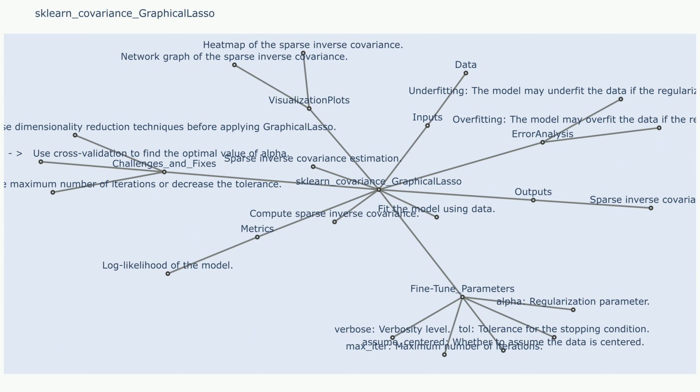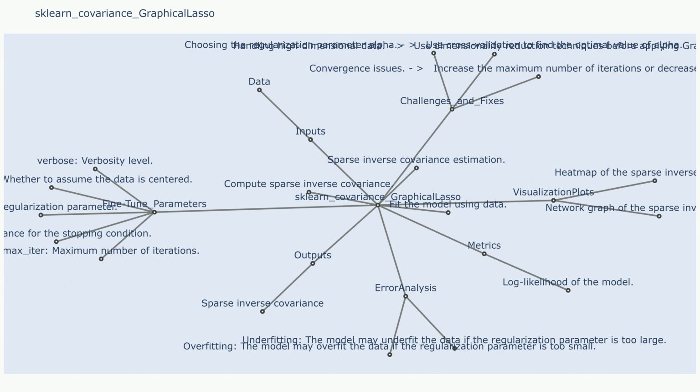Visualization plots. Heat map: a heat map representation of the estimated inverse covariance matrix, highlighting the non-zero entries, connections between variables. Network graph: visualizing the estimated relationships between variables as a network, where nodes represent variables and edges represent connections.